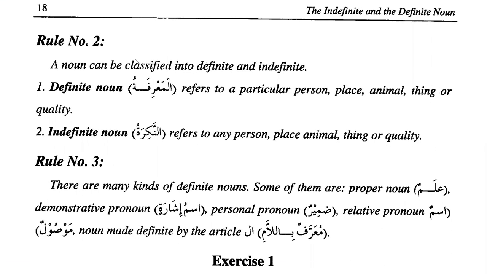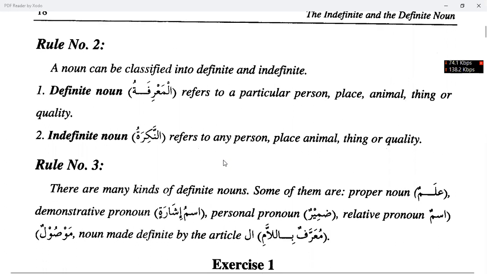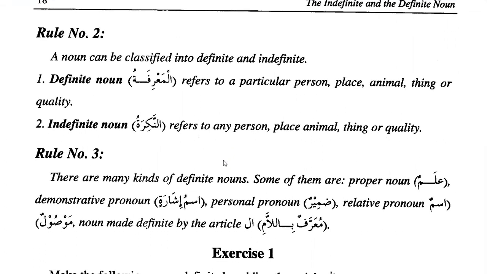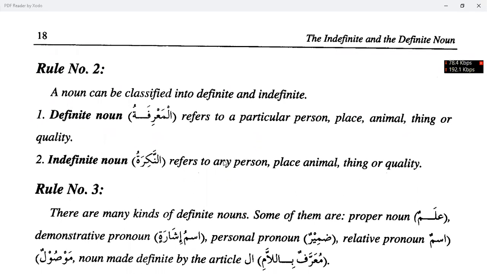Rule number three: there are many kinds of definite nouns. Some of them are proper noun, alam; demonstrative pronoun, ismul isharah; personal pronoun, dameer; relative pronoun, ismul mawsul; and noun made definite by the article al, mu'arraf bil-lam. If anybody has any question, they can ask me.